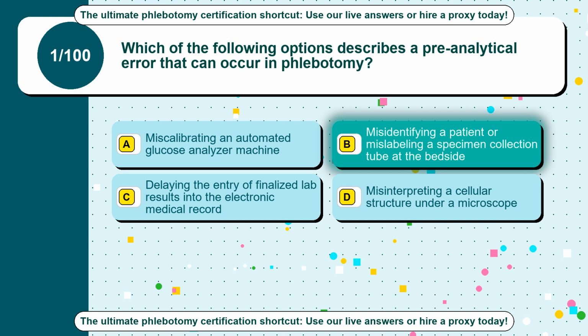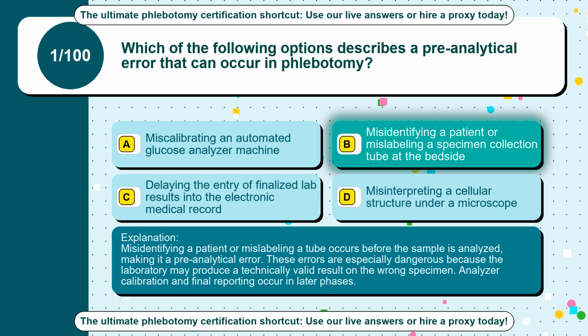The correct answer is option B. Misidentifying a patient or mislabeling a specimen collection tube at the bedside. Misidentifying a patient or mislabeling a tube occurs before the sample is analyzed, making it a pre-analytical error. These errors are especially dangerous because the laboratory may produce a technically valid result on the wrong specimen. Analyzer calibration and final reporting occur in later phases.